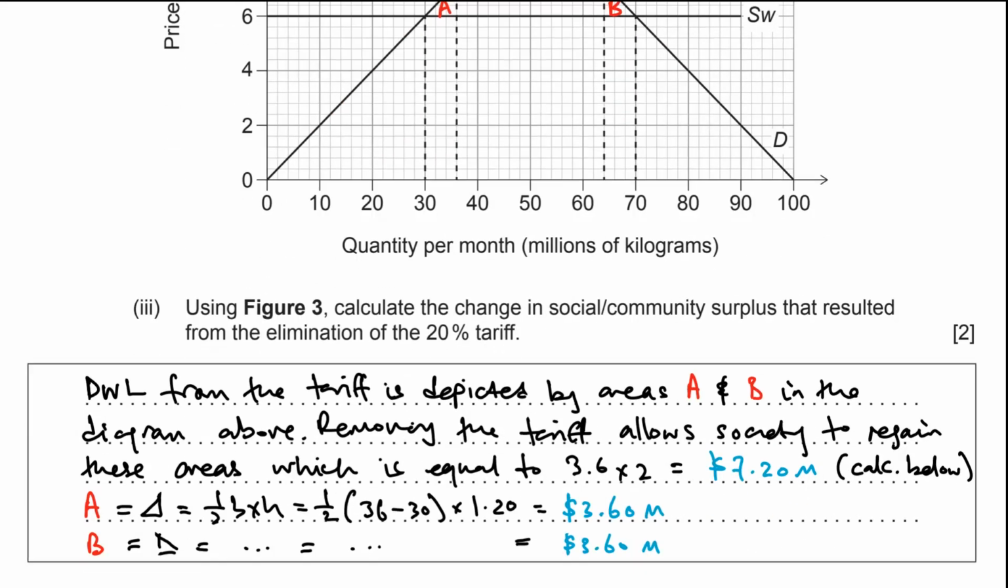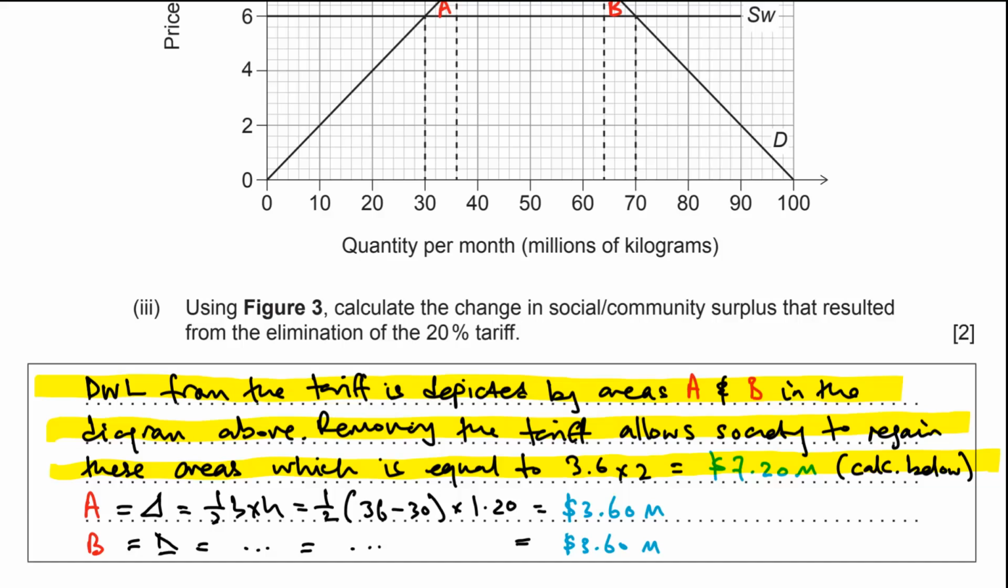So to answer the question, the change in social/community surplus would be those dead weight losses. We don't count the redistribution effect and the tax effects because, as I said, that's just a redistribution from one sector to another. So here I've said something like: dead weight loss from the tariff is depicted by areas A and B in the diagram above. Removing the tariff allows society to regain these areas, which is equal to 3.6 by 2, which is 7.2 million US dollars.